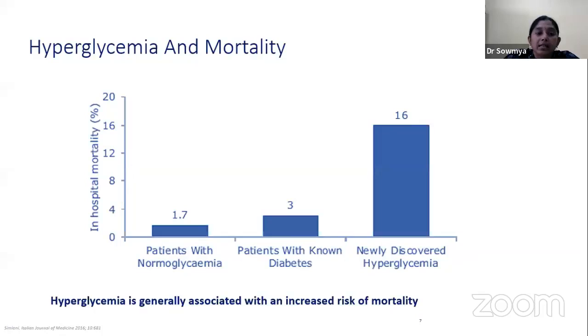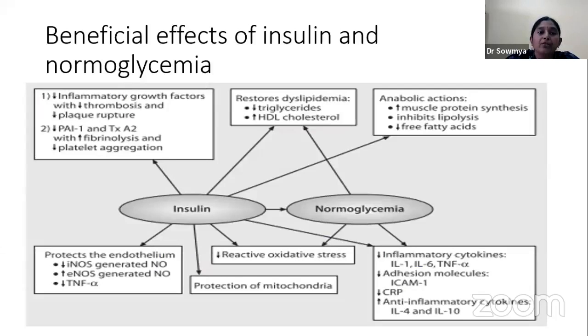So we can see in this slide, in this graph, that hyperglycemia is directly proportional to the mortality. It is generally associated with an increase in mortality. So what are the beneficial effects of giving insulin and maintaining normal glucose in blood? All the factors which we have discussed, like the adverse effects of hyperglycemia, are counteracted.